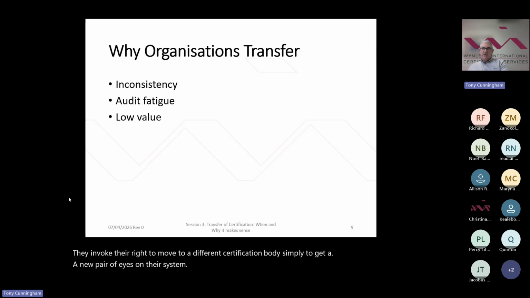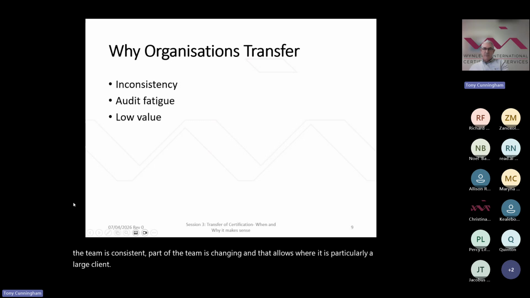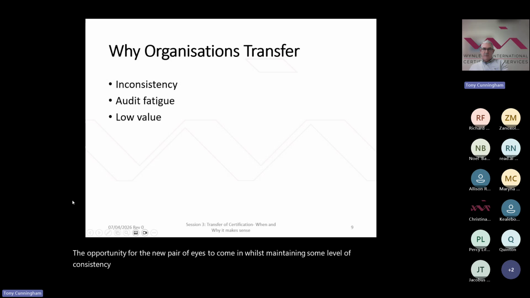We deal in part with the audit fatigue element by way of keeping at least one of the auditors consistent, so that you're not teaching new auditors how your system works every time you have an audit, but changing up part of the team then. So part of the team is consistent, part of the team is changing, and that allows, where it is particularly a large client, the opportunity for the new pair of eyes to come in whilst maintaining some level of consistency in the experienced auditor that's been with you before.